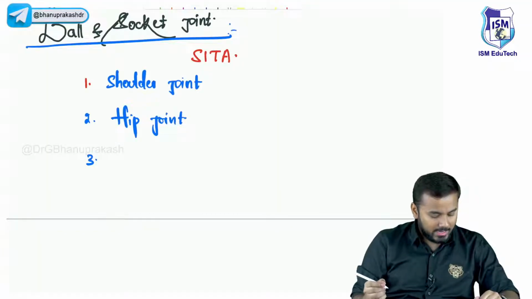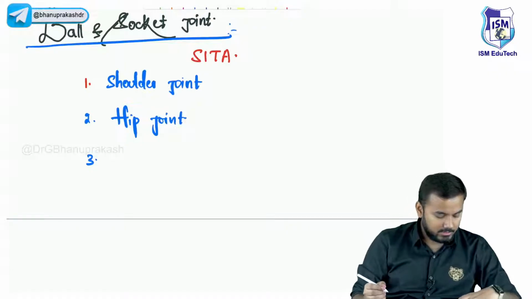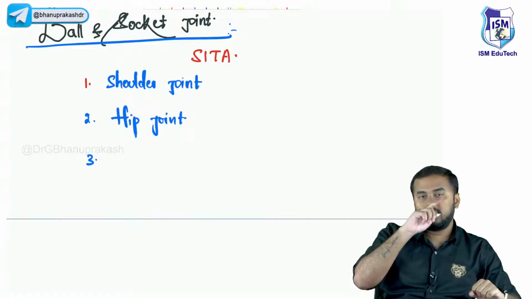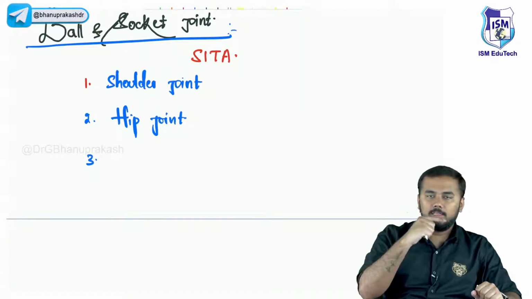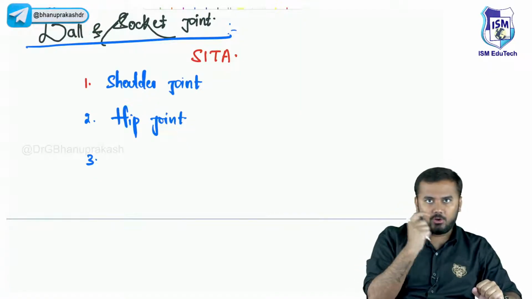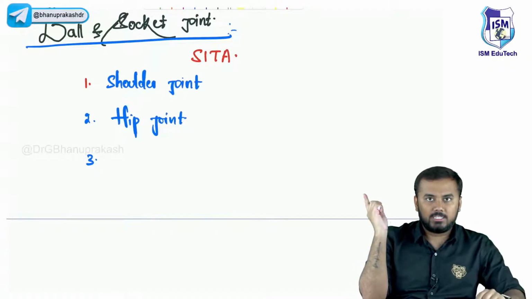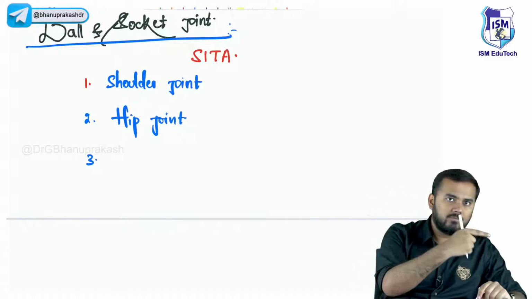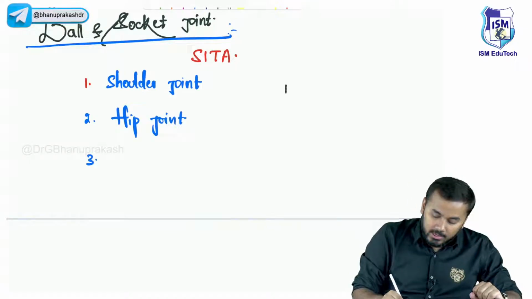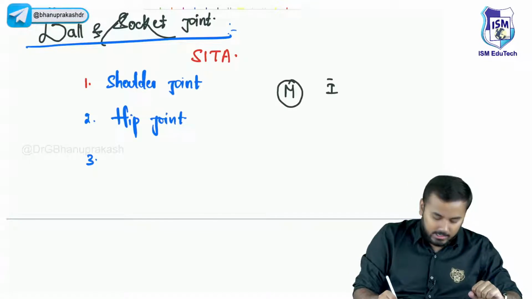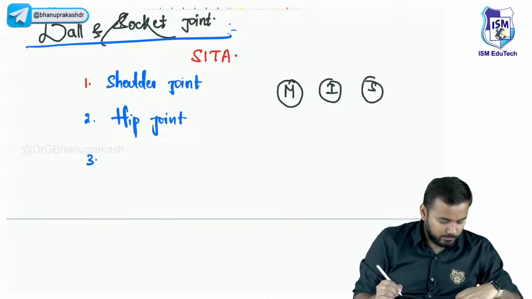Malleus, incus, stapes are the three bones located in the middle ear, which are responsible for the transduction of the sound. From the external ear to the inner ear, if someone has to take the sound, that is because of these ossicles. So I told you malleus, incus as well as stapes.